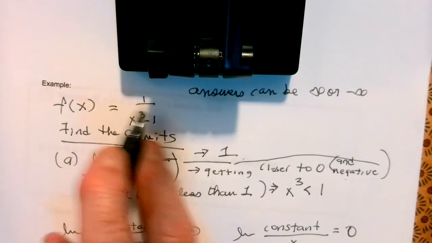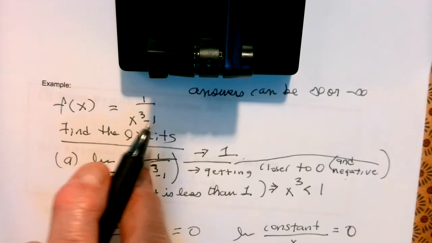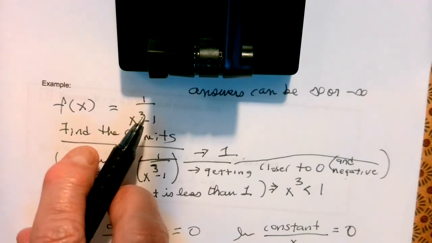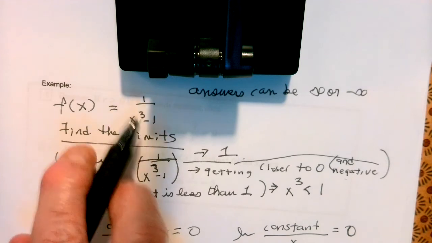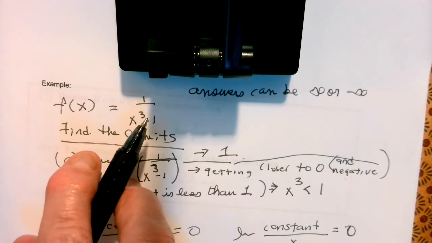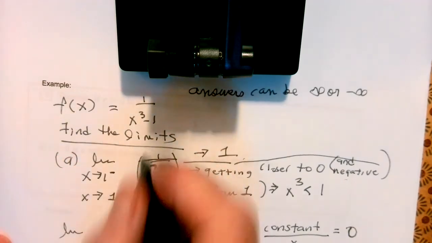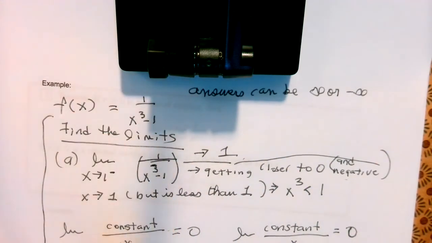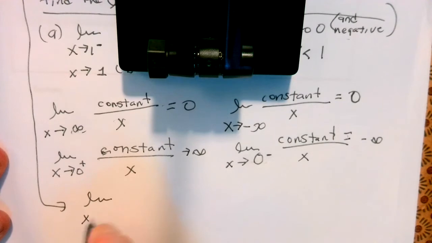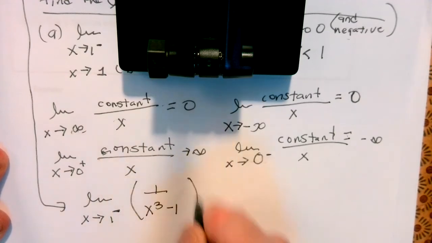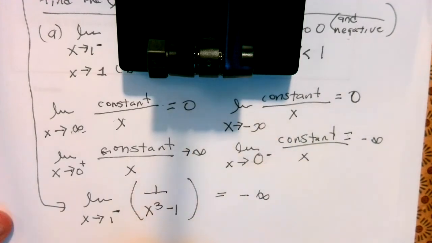So we've got a fixed number. It doesn't matter if it's 1 or a million, but the denominator is getting closer and closer to 0, because x cubed is getting closer and closer to 1, but its numbers are less than 1. So like 0.99, 0.99 minus 1 is going to be negative. It's getting closer to 0, the whole thing here, but it's negative. So the limit as x goes to 1 from the negative side of 1 over x cubed minus 1 is going to be negative infinity.